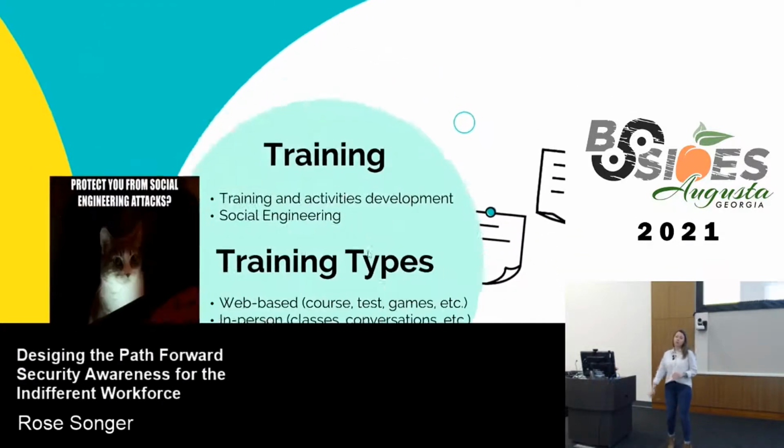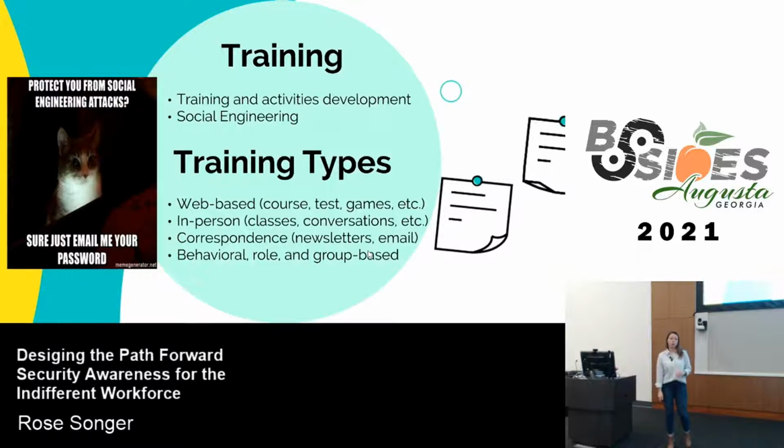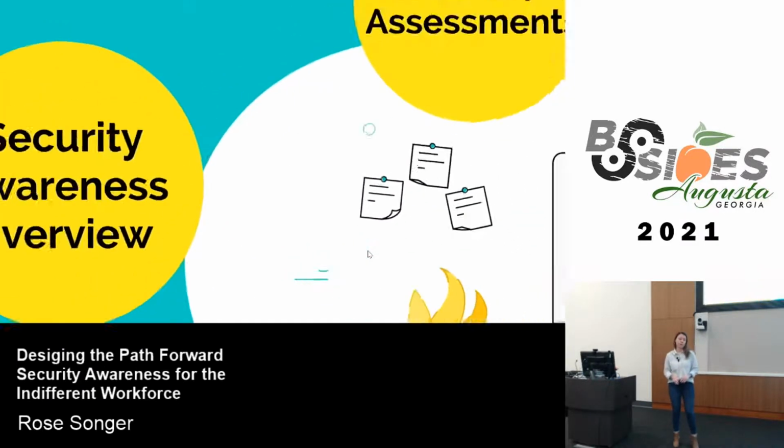The other side of your program is training. So you have training and activities that you give to your workforce. And you also have social engineering. So from there, you have several training types. You have web-based, you may do in-person correspondence, or you may do behavioral or role or group-based training. So program and then your training, and that's coming together to develop your program or level set your program. So security awareness, level setting there.